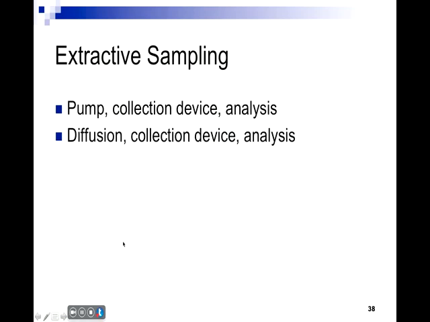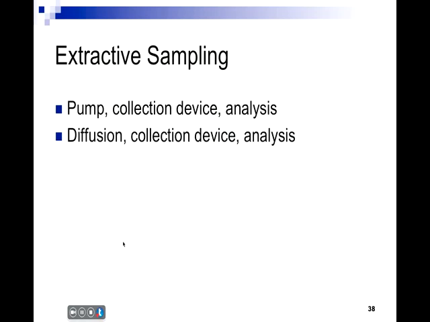Now the next area that I wanted to talk about as I finish this up isn't really direct reading, but it gets into another type of sampling before we get into more specific aerosol sampling in our next lecture. And this is extractive sampling. Now, extractive sampling can be done 2 different ways. The first is an active sampling mechanism, which is where you use a pump, a collection device, and then do some type of analysis later.